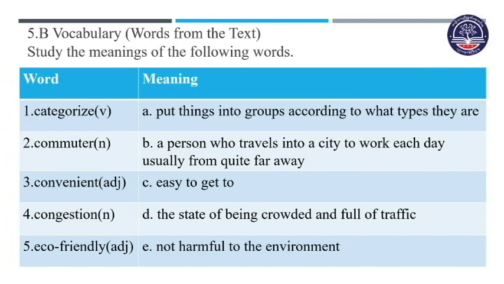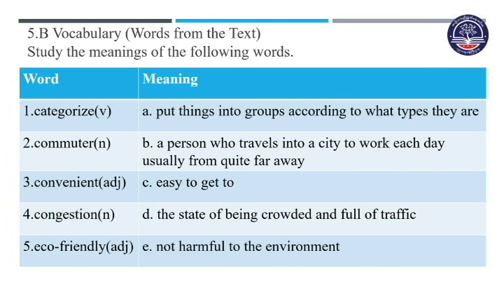Categorize. We can use categorize as a verb form in the text. What is the meaning of that? A. Put things into groups according to what types they are. Trying to put the nouns in the category of nouns, and the verbs in the category of verbs. So separating items of the same type into groups, that's categorize.